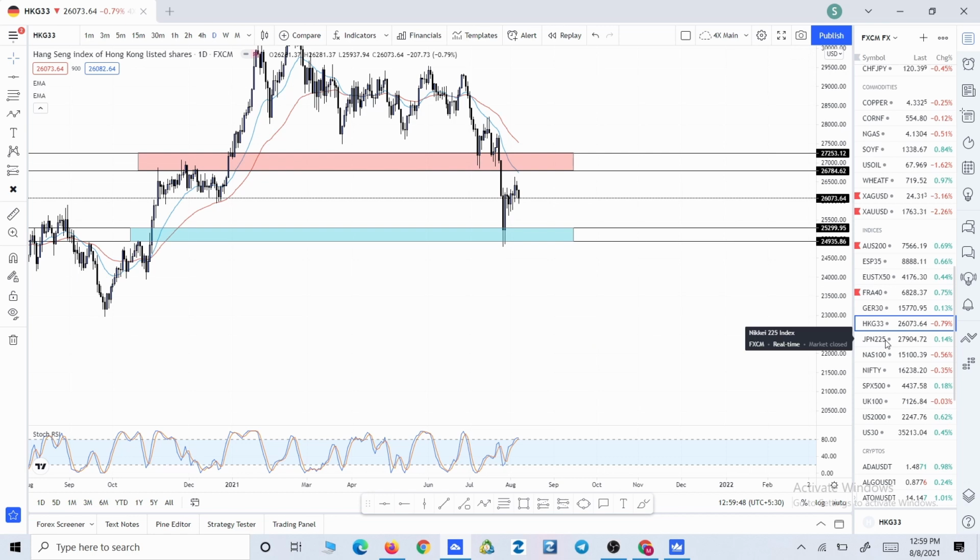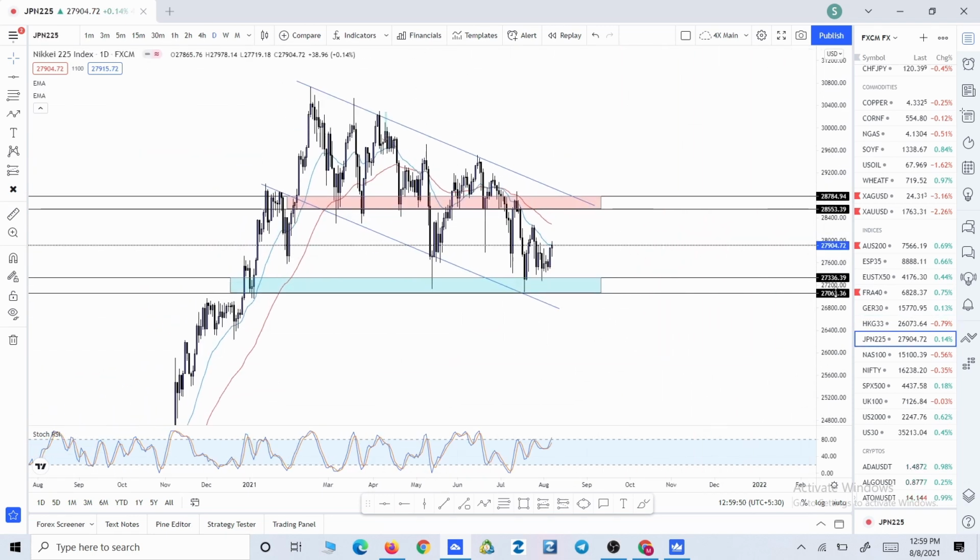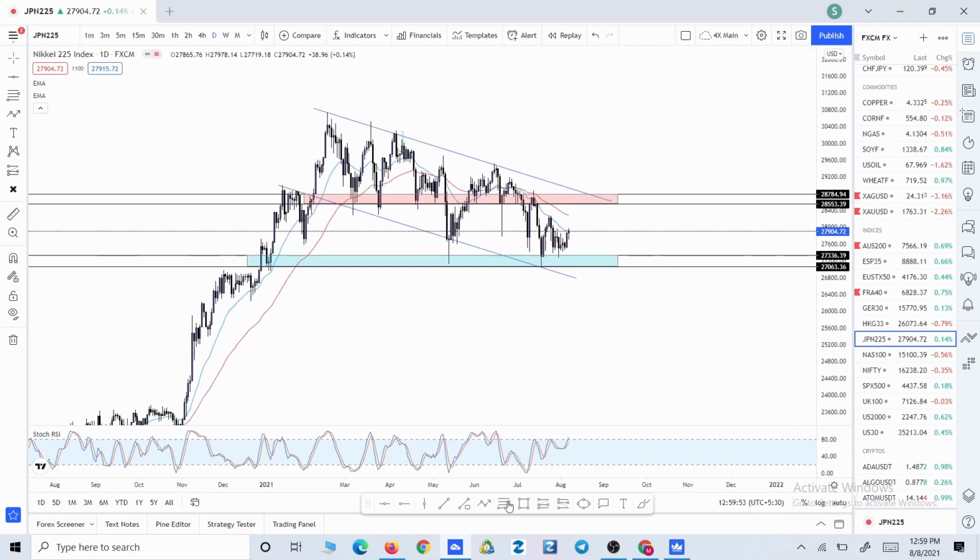Next, we are going to talk about the Japan 225. Japan 225, as we can see, is in a consistent downtrend.